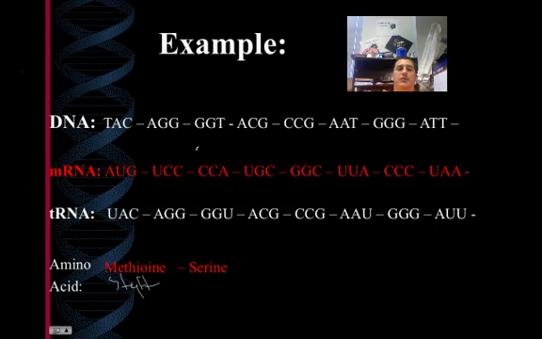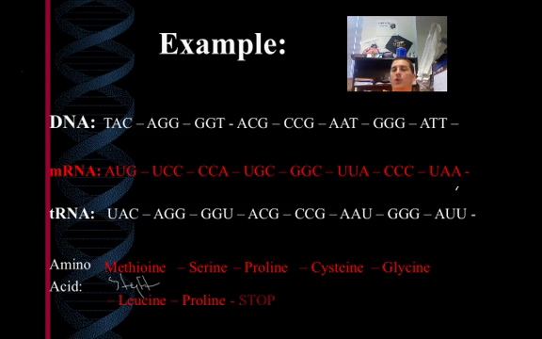And UCC is going to be serine. CCA is going to be proline. UGC is going to be cysteine. GGC is going to be glycine. UUA is leucine. CCC is going to be proline. UAA is stop.